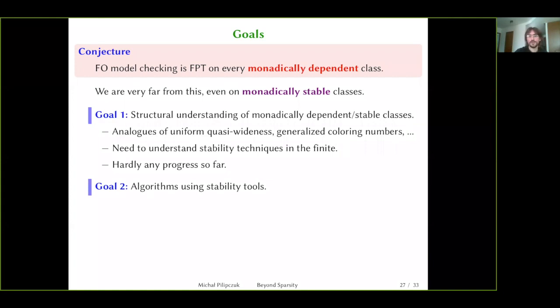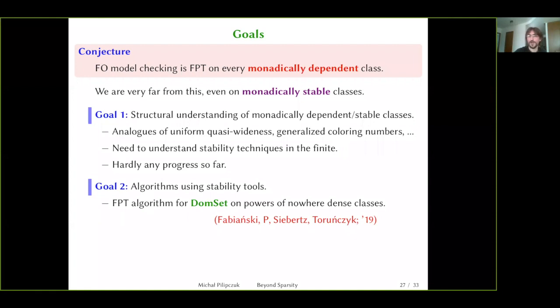Another goal would be to get some algorithms using those stability tools. Here, there are already some algorithms that it can give. For instance, at STACS last year, we gave a very nice algorithm for the dominating set problem in powers of nowhere dense classes. So not necessarily all monadically stable, but still more than just nowhere denseness. And the algorithm actually doesn't need to know the preimage. It can just run on the graph, without knowing the preimage, and just from the structural properties of the class, we get that it runs in FPT time.